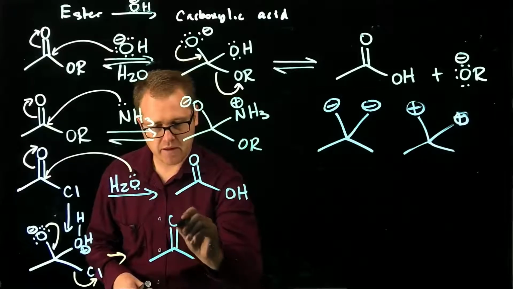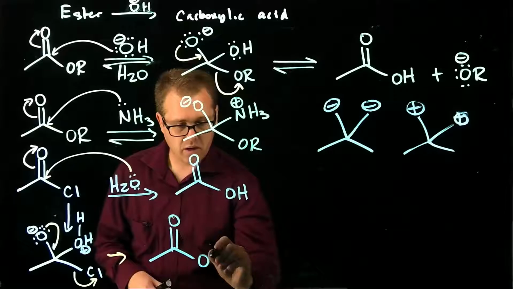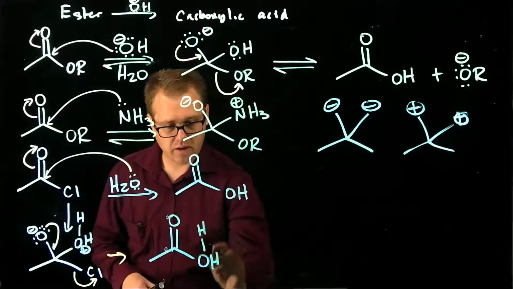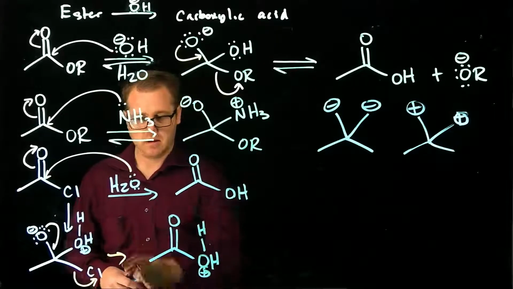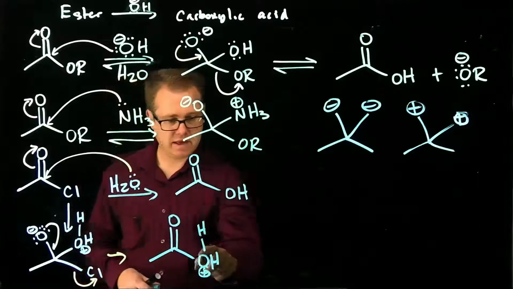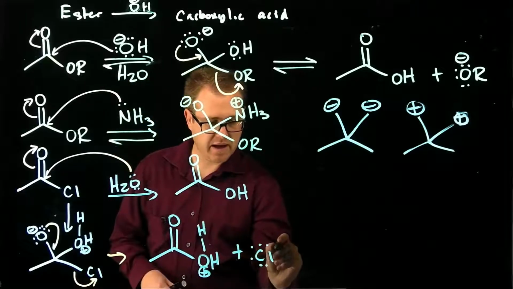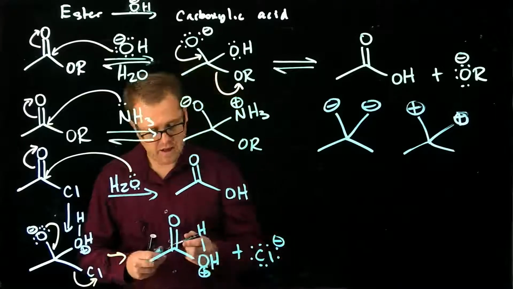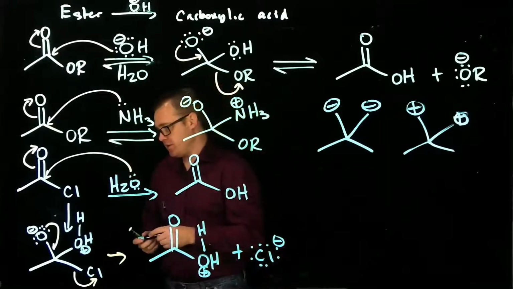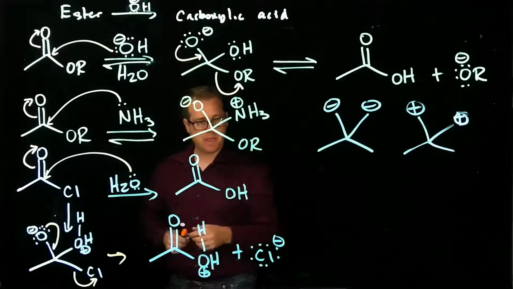Now we have a double bond there, an OH, and that's our water. So this piece right here is that piece right there. And then we have the chloride that just left. It's a good leaving group. It's negatively charged, and that is fine.